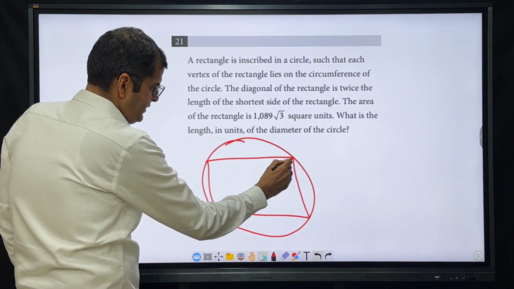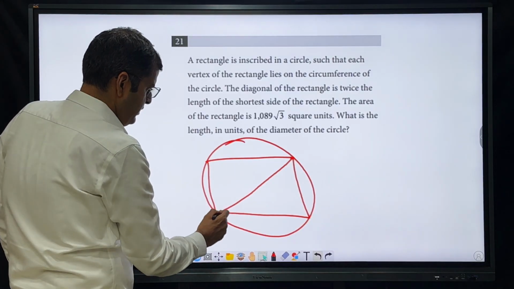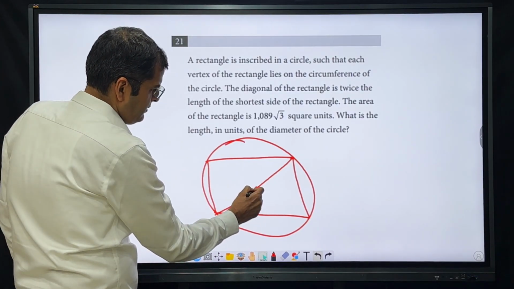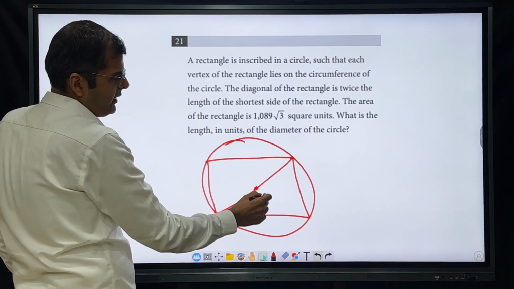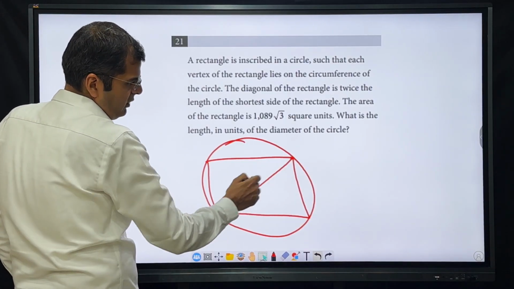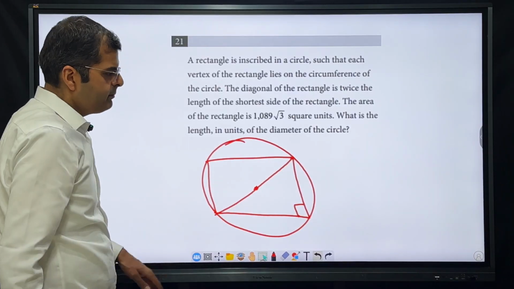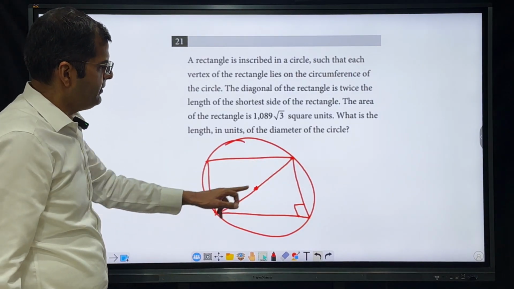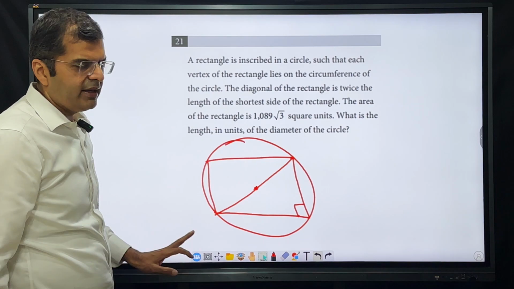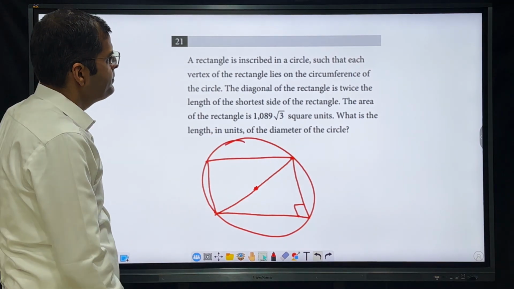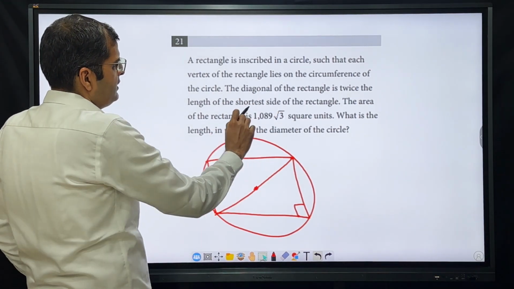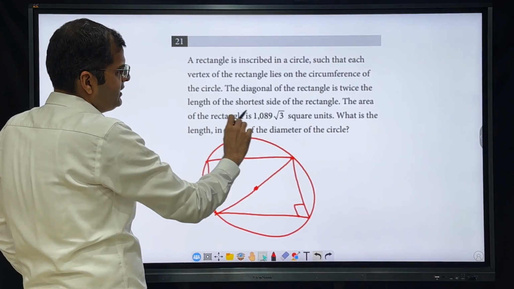We know when a rectangle is inscribed in the circle, the diagonal is the diameter of the circle, passes through the center. Because the chord that subtends this 90 degree angle has to be the diameter. So if this is 90 degree, it has to be diameter. So this diagonal of the rectangle is same as the diameter of the circle. Now what I've been given is that the diagonal of the rectangle is twice the length of the shortest side.